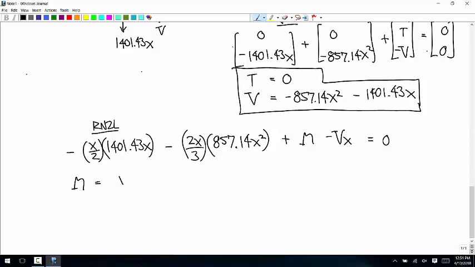So M is equal to Vx plus, what's 2/3 of 857.14? 571.43 x cubed. And then plus 700.71.